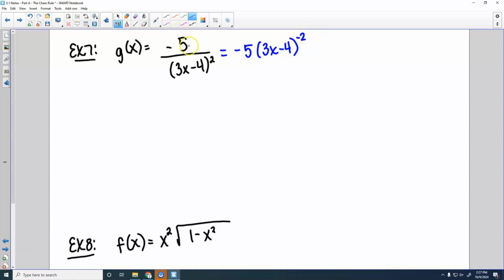If there was an x right here, you may just want to go ahead and do quotient rule, if there's an x in that top part. But because this is just a coefficient right here, I can make my inside part 3x minus 4. I can make my outside part the negative 5 times something to the negative 2.